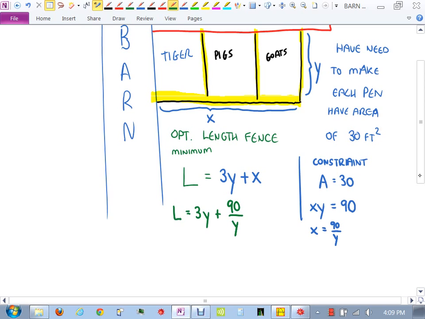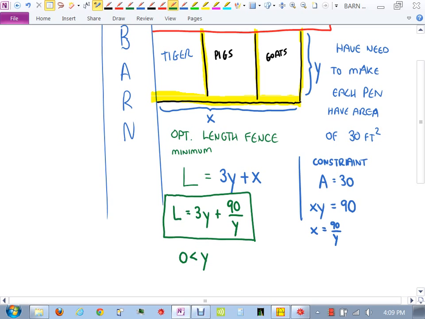Do we have a restriction on y? What's the smallest y could be? 0? Could y be 0? Look at your length function. Can y be 0 in here? You divide by 0, right? So I know that y must be bigger than 0, can't be equal.